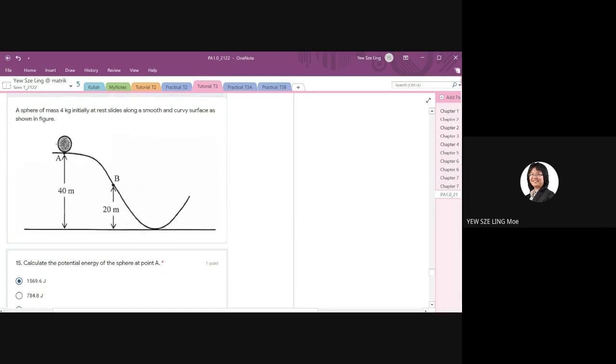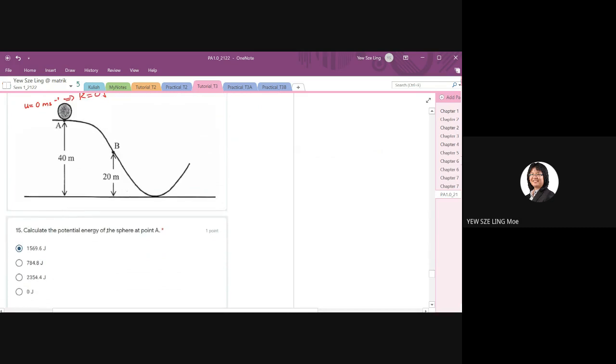A sphere of mass 4 kg is initially at rest. So your initial velocity is equal to 0 m/s. From here, we then know that K is equal to 0 joule because the object is at rest. It slides along a smooth and curvy surface as shown in the figure. Calculate the potential energy at point A.